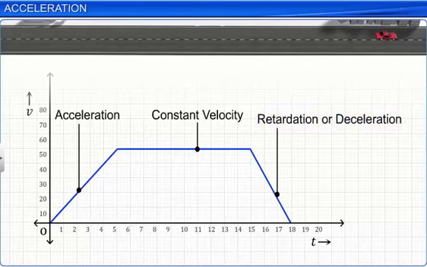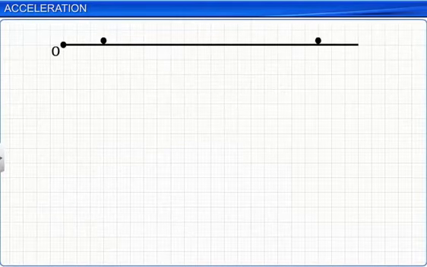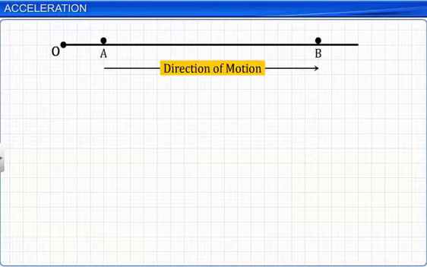Here are the cases when the acceleration will be positive with respect to V and V dash. Here V is the initial velocity, V dash is the final velocity. Suppose initial velocity is less than final velocity, that is V is less than V dash, so acceleration will be positive, and suppose V is greater than V dash, then acceleration will be negative.